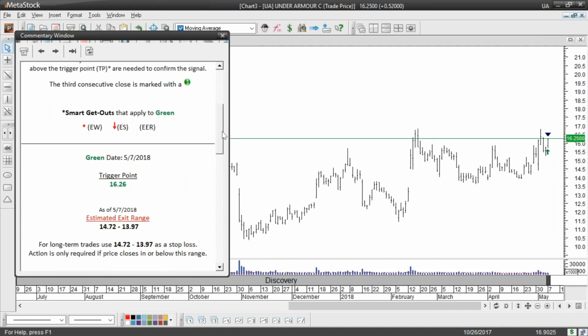That's good. But we also want to be thinking risk to reward, right? Smart get outs. So if we scroll down in our commentary, since we finally have a stock that we want to trade, we give you long-term stop losses. So our system says that for the long-term trades, use 14.72 through 13.97. I'm also going to apply those lines on the chart.